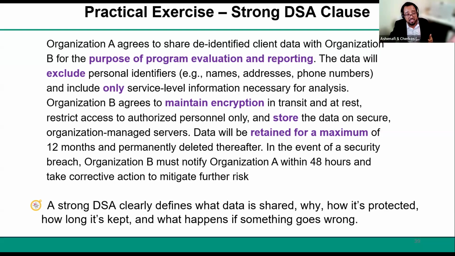Data will be retained for a maximum of 12 months, this is data retention, and it will be permanently deleted thereafter. In the event of a security breach, Organization B is responsible to let Organization A know within 48 hours and take corrective actions to mitigate further risk. So this is a pretty strong and complete clause, and our data sharing agreement should be this strong.